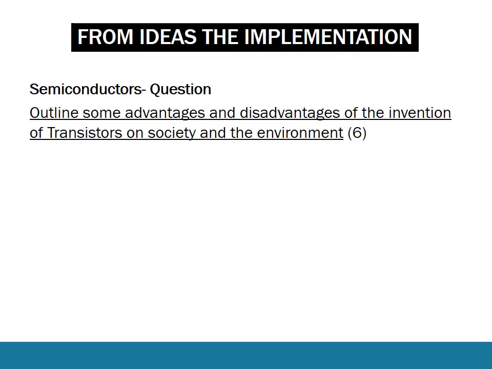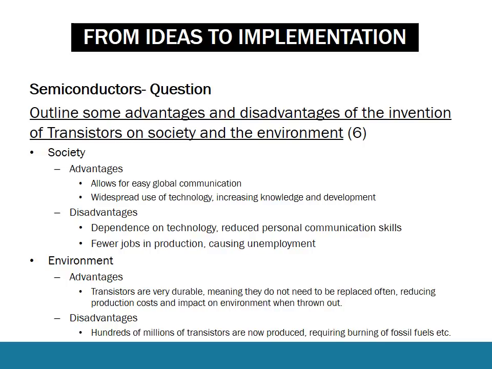Okay, outline some advantages and disadvantages of the invention of transistors on society and the environment. Here is a potential solution to this question. I would have actually structured this in a table rather than in dot points, but dot points like this are fine as well. The advantages include global communication, widespread use of technology, increasing knowledge. Environmental advantages are that transistors are very durable, so unlike thermionic devices, they're not breaking all the time, which means that we don't need to replace them all the time.